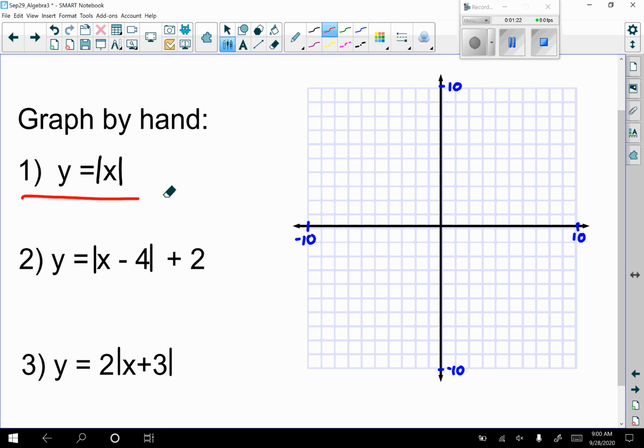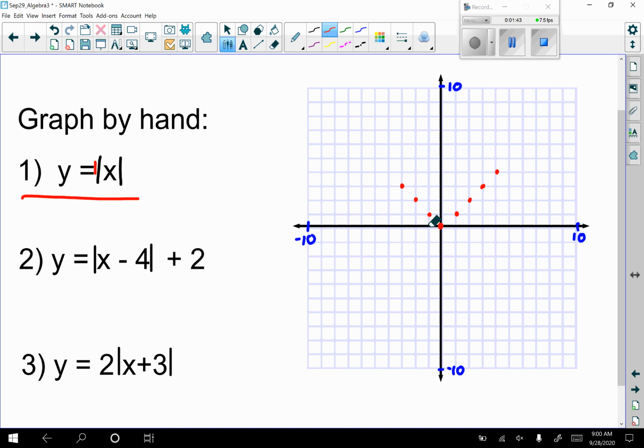So hopefully you remember that this is a V-shaped graph, and when it's just this parent function, our vertex, or the bottom of the V there, the corner, starts at the origin. And then as we go off to the right, we're going up one, right one, because we have a slope of 1 really that's out in front here. And then we do just the opposite. We're going to go up 1, left 1. That's what gives us our V shape.